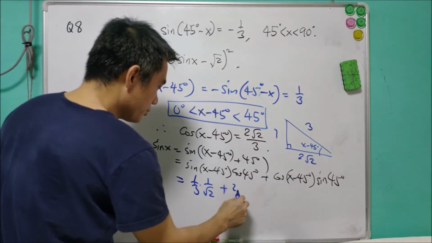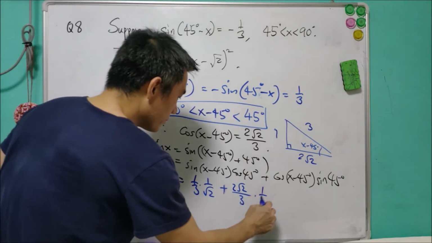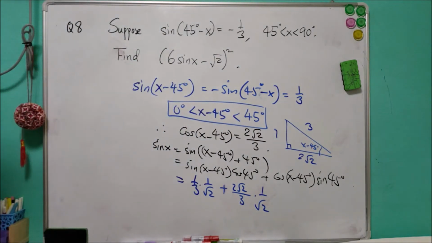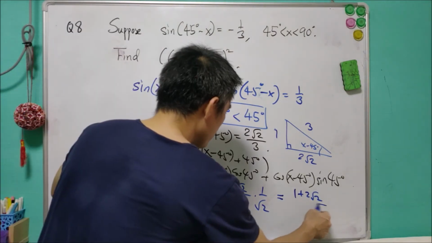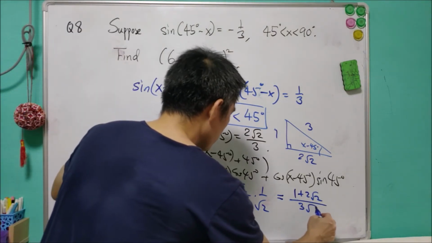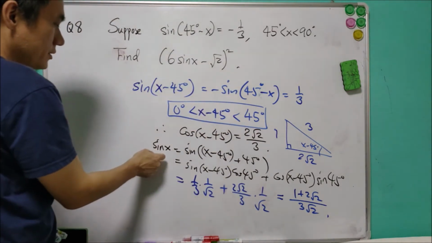Cosine is equal to 2 square root 2 over 3. And sine 45 degrees is 1/√2. So altogether, we will have (1 plus 2 square root 2) over 3 square root 2. So this is the value for sine x.